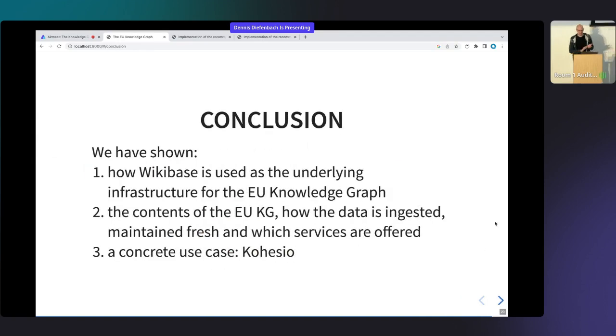To conclude, I have shown you how Wikibase is used as an underlying infrastructure for the EU knowledge graph and why it is a good infrastructure in general for knowledge graphs. I've shown the content of the EU knowledge graph, how we ingest the data, how we maintain it fresh, which services are offered around it, and I have shown a concrete use case that we have constructed on top of the knowledge graph and which is in production today.